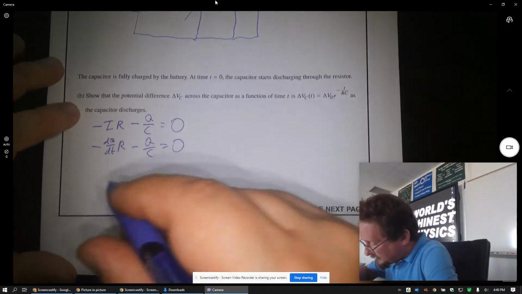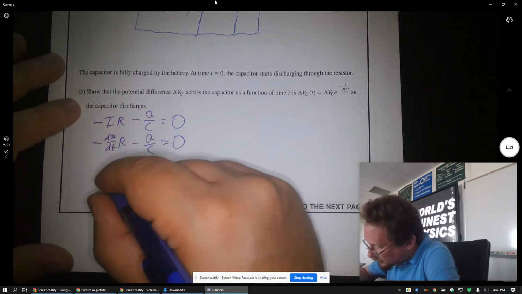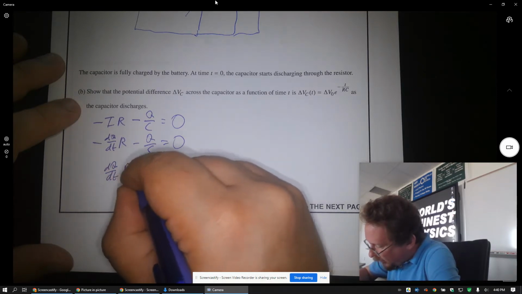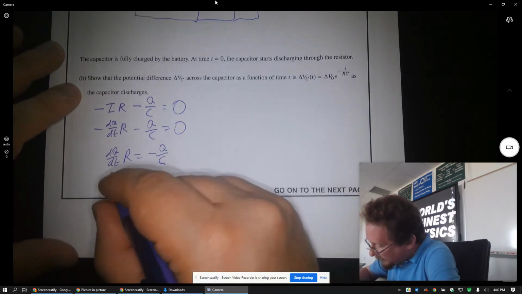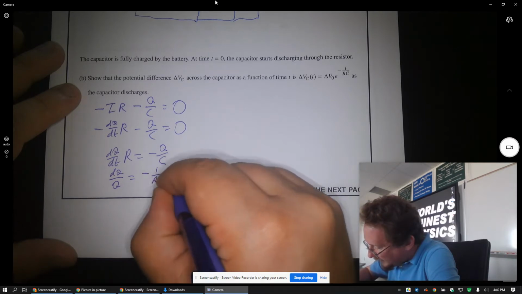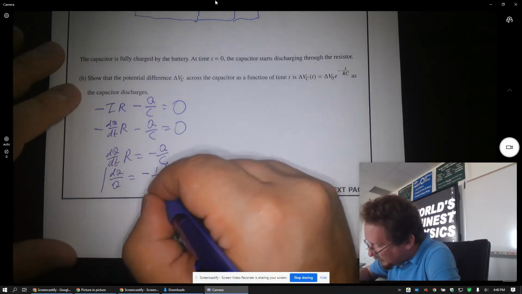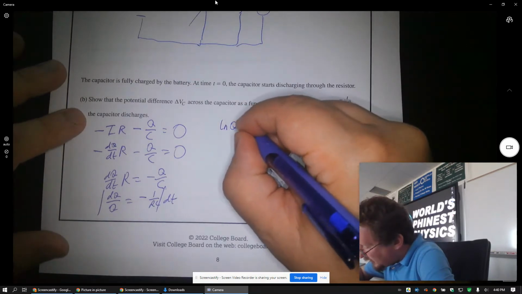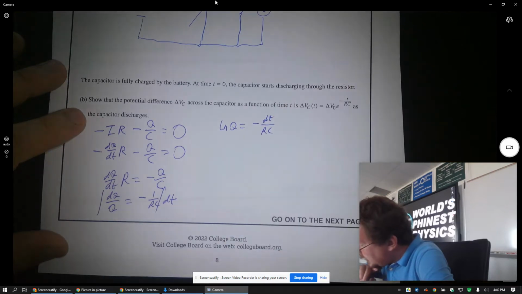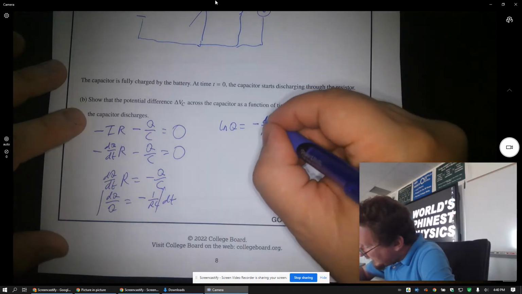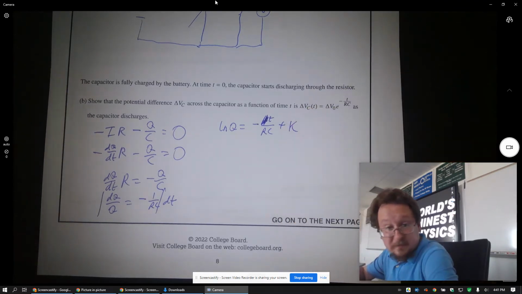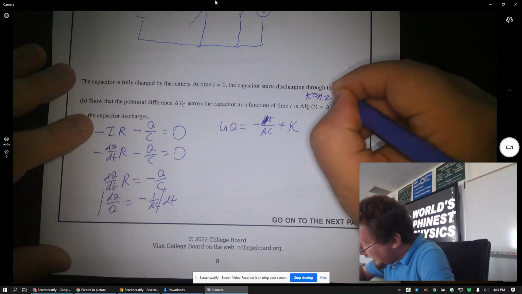So then I'm going to say dq dt times R is equal to negative Q over C. So then dq over Q is negative 1 over RC dt. So I'm going to plop an integral there. I'm going to get natural log Q equals negative t over RC. Okay. And then plus, I can't use a C for a constant, so plus K.